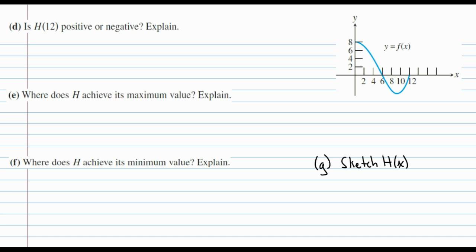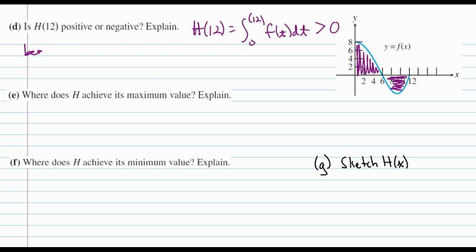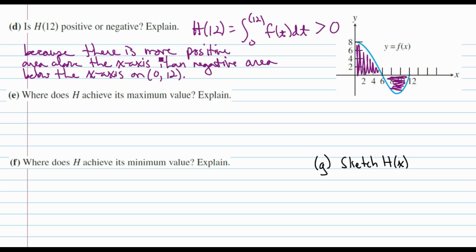Part D asks us a new type of question. Is h of 12 positive or negative? Well, h of 12 is going to be the area from 0 to 12 of f of t dt. So the signed area. So here's the positive area, here's the negative area. It looks like there's more positive area than there is negative area. So I'm going to say h of 12 is going to be greater than 0. So positive, because there's more positive area above the x-axis than there is negative area below the x-axis on the interval 0 to 12.